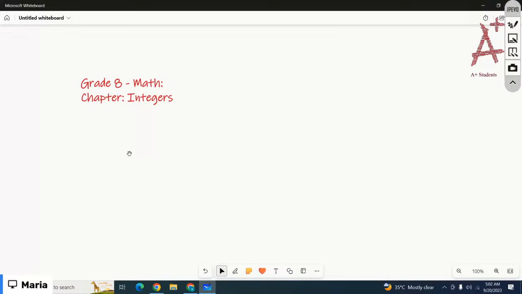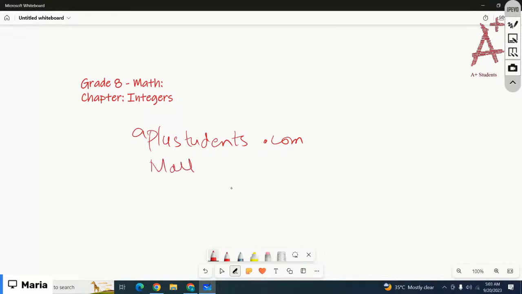We are here for grade 8 math. You can find all the lessons on aplusstudents.com. You have to log in there using your email address and password as provided by the administrator. Then you have to select math from the subject tab.